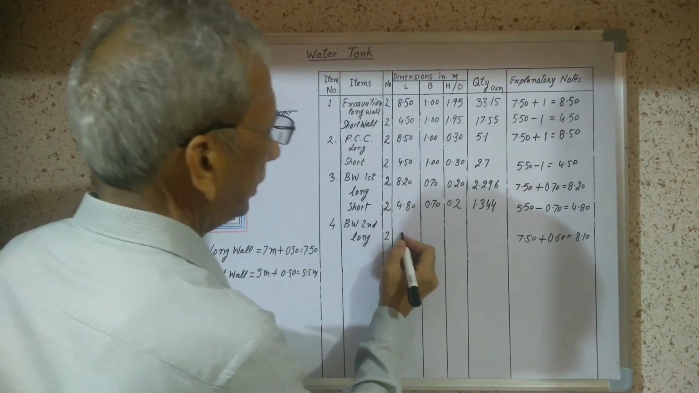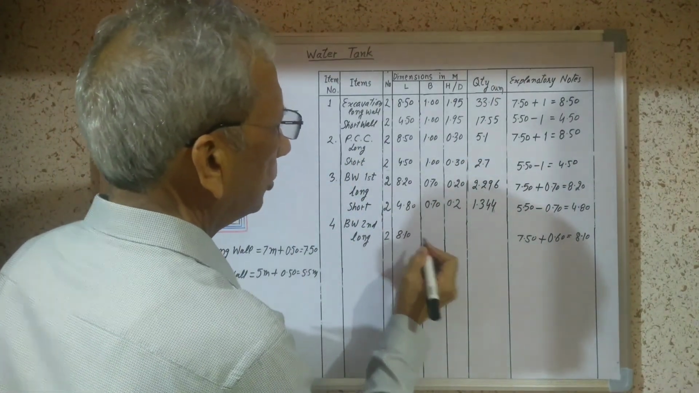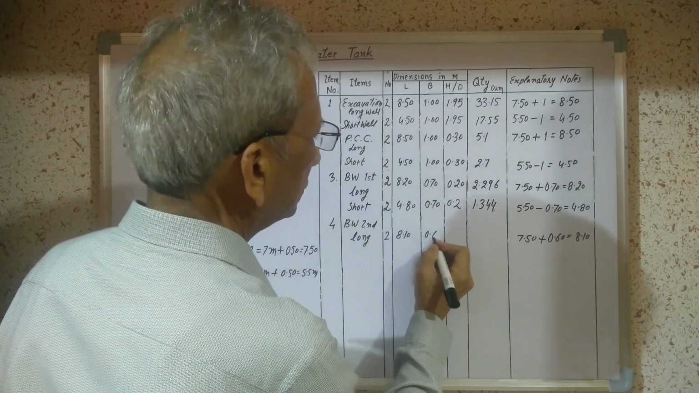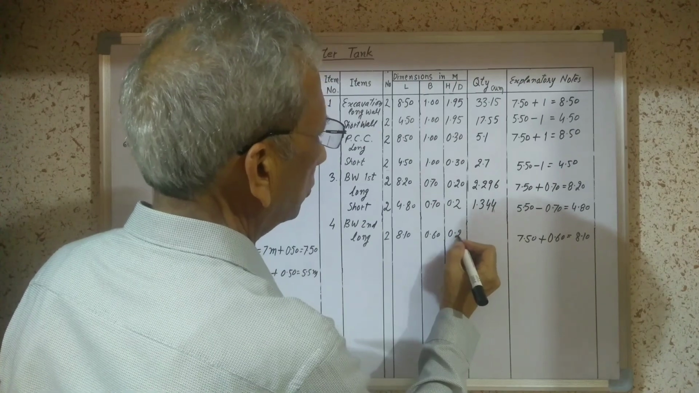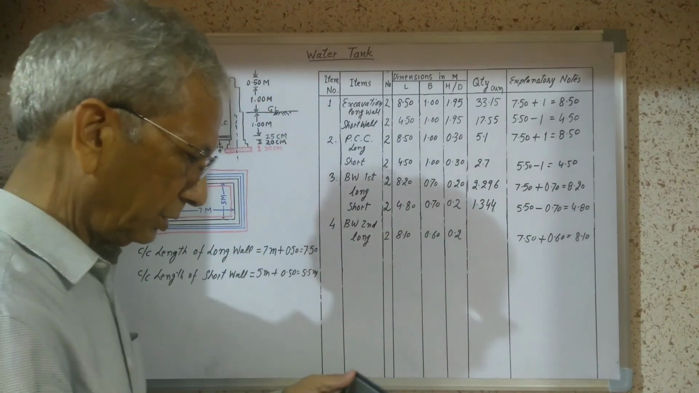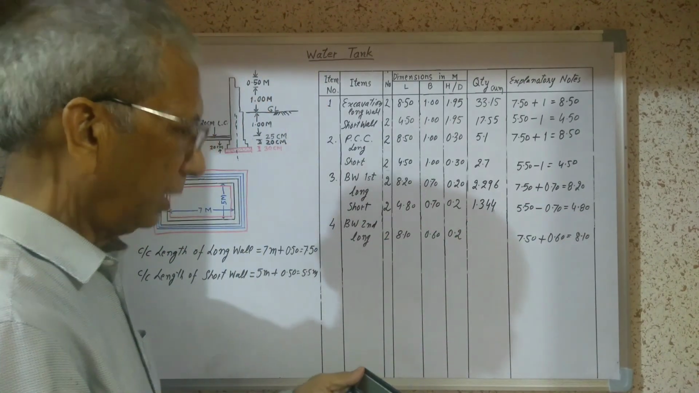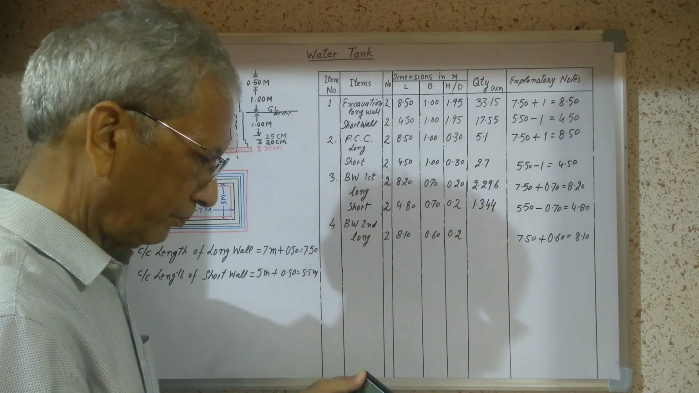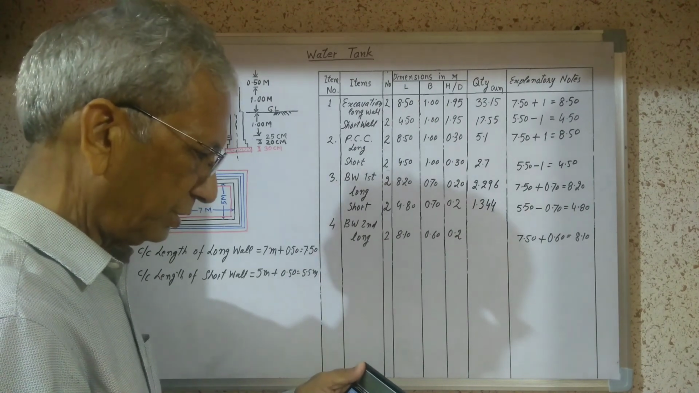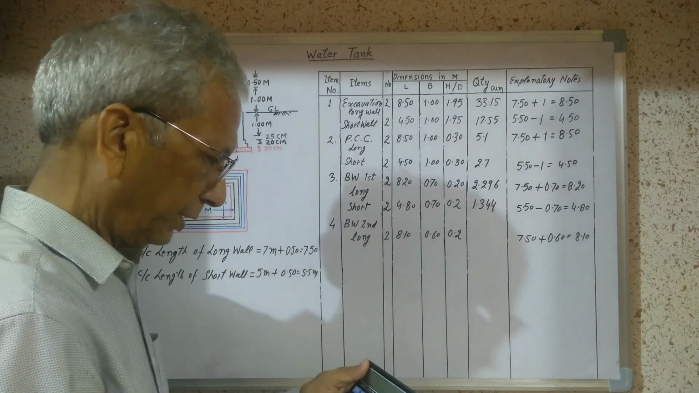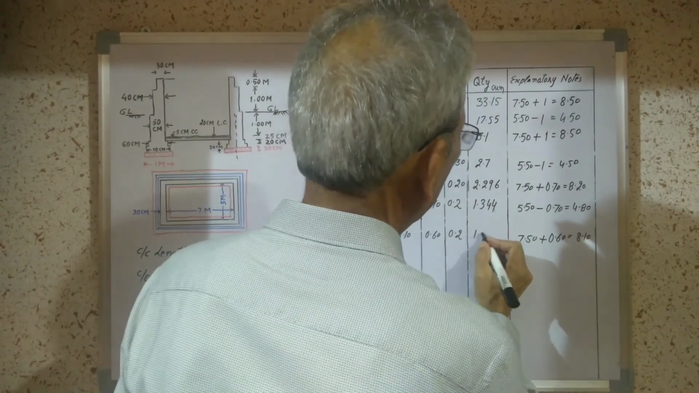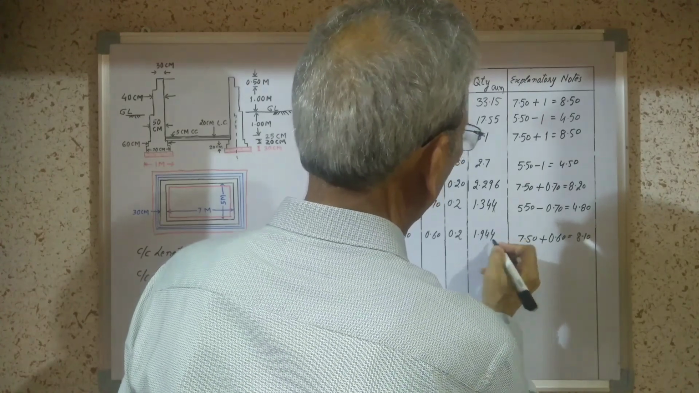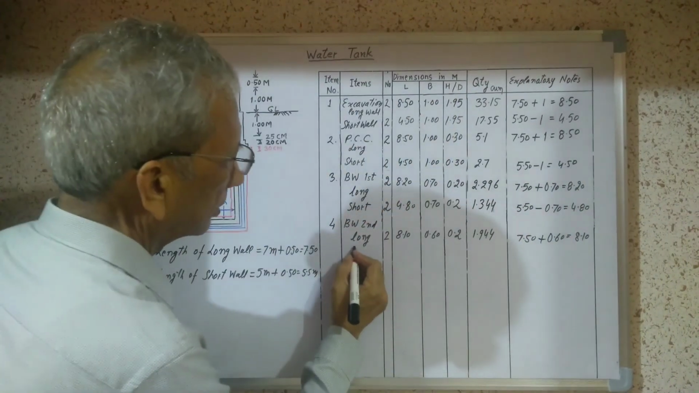Now we will take 8.10, width 0.6, the width of the second step, and height is 0.2. We will do the calculation. 2 multiplied by 8.1 multiplied by 0.6 and multiplied by 0.2. The result is 1.944.